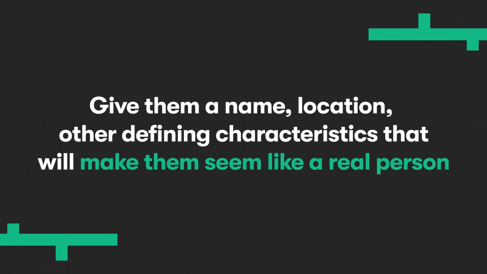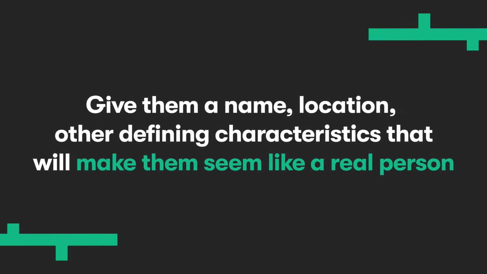The last step in the buyer persona development process is to tie everything together in a neat little bow and create it. Give it a name, a location, other defining characteristics that will make them seem like a real person. For example, you may have a buyer persona named Jessie, who is a mum in her 30s and loves to be active outdoors. Don't forget the pain points when writing out the description.